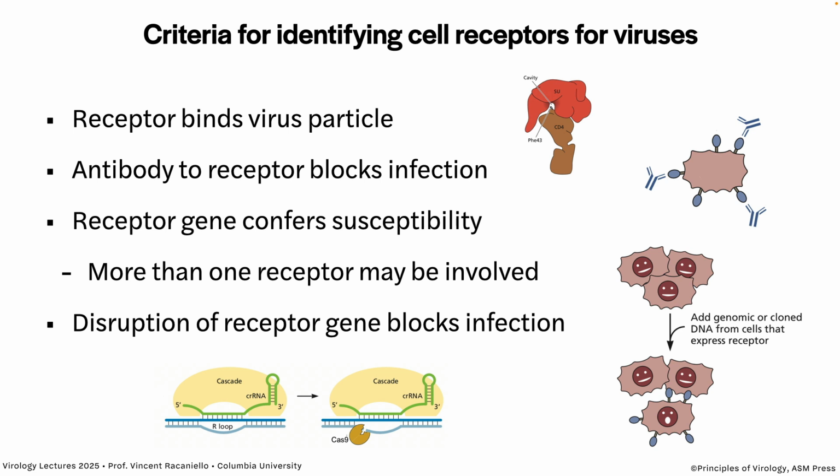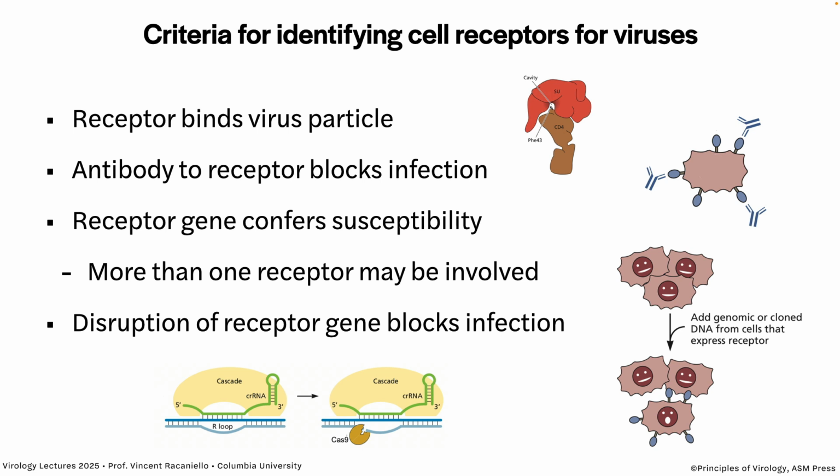So if you have a gene for a receptor and you put it in cells and it confers susceptibility, that's really good. So here we have cells that don't have a receptor. They're not susceptible, and we've put in DNA from cells that have the receptor, and they're now making the receptor. So that's a great criteria. The only problem with that is sometimes you need two receptors, two different genes to get susceptibility. So putting one in isn't going to be enough.